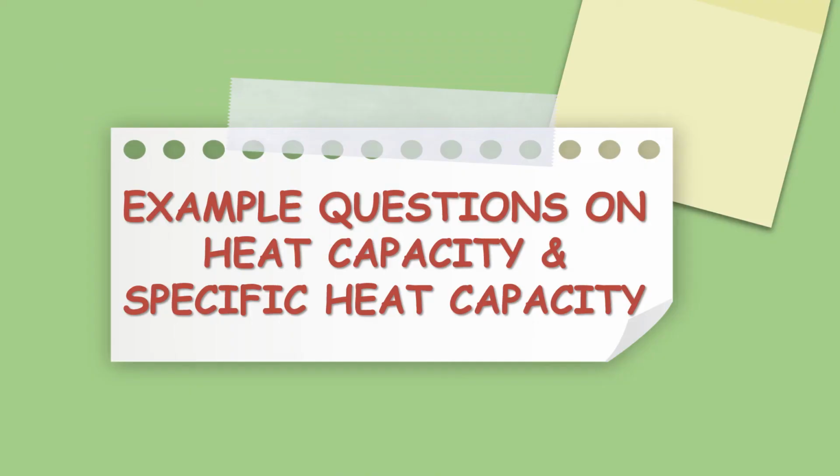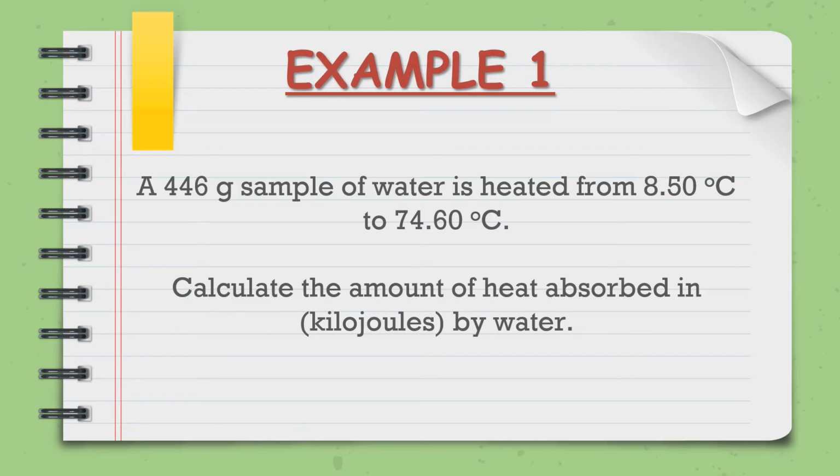Now, let's take a look at some example questions on heat capacity and specific heat capacity. So, this is example 1. A 446 gram sample of water is heated from 8.5 degrees Celsius to 74.6 degrees Celsius. Calculate the amount of heat absorbed in kilojoules by water.